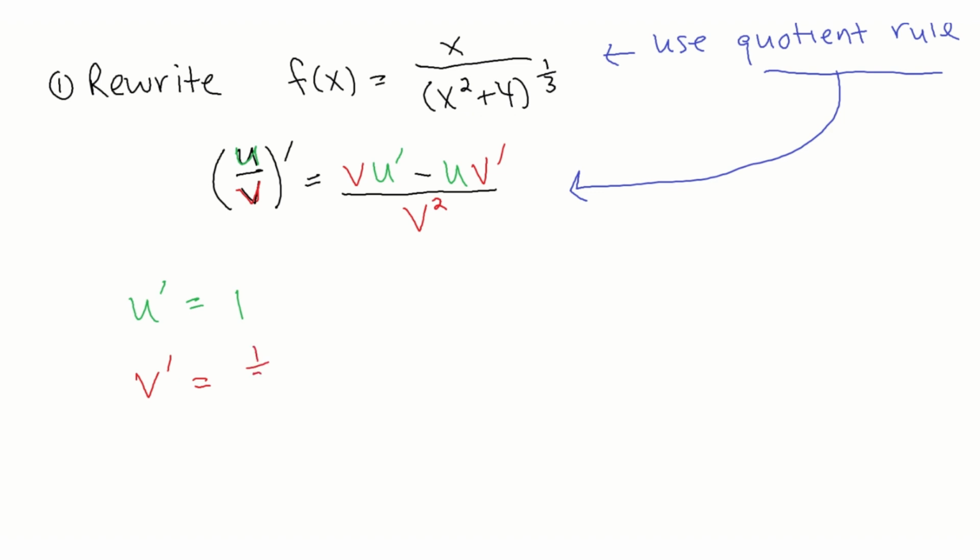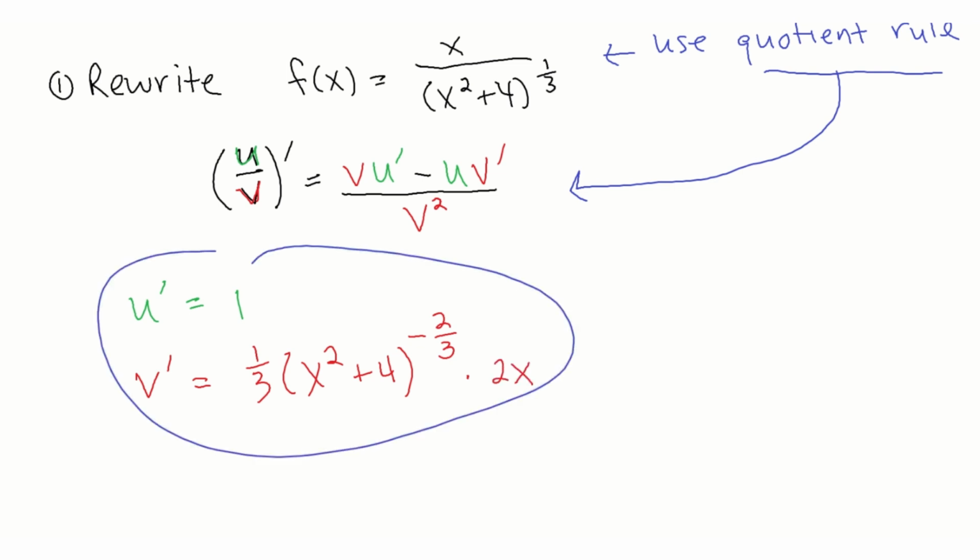Bring the exponent down to the front, keep the inner function, and then subtract 1 from the exponent. 1/3 minus 1 is negative 2/3. Don't forget to multiply by the derivative of the inner function, which is 2x. Let's apply these to the quotient rule.